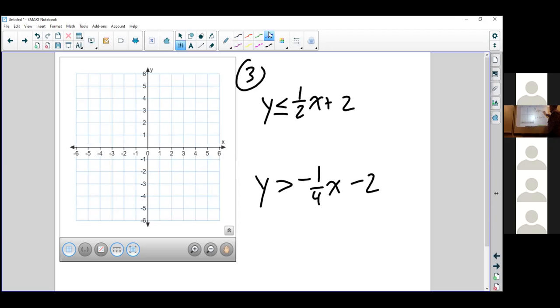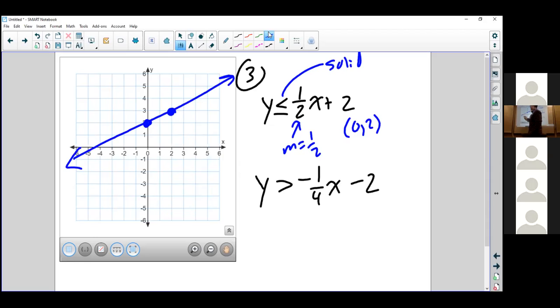So this one we'll do in blue. So I have 0, 2 is the y-intercept. I have a slope of 1/2. So I go up 1, right 2. Solid, because the equal sign's there. So there's our first line.